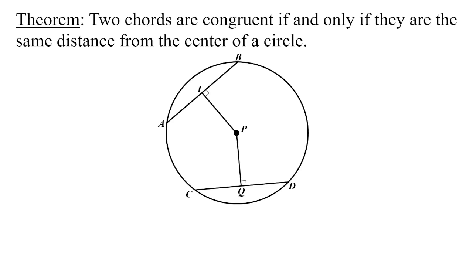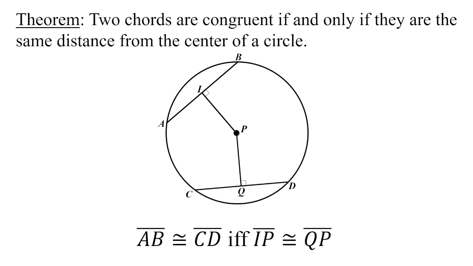Finally, we have one more theorem. Two chords are congruent if and only if they are the same distance from the center of the circle. Same distance. What it's saying is line segment AB is congruent to line segment CD if and only if line segment IP is congruent to line segment QP.